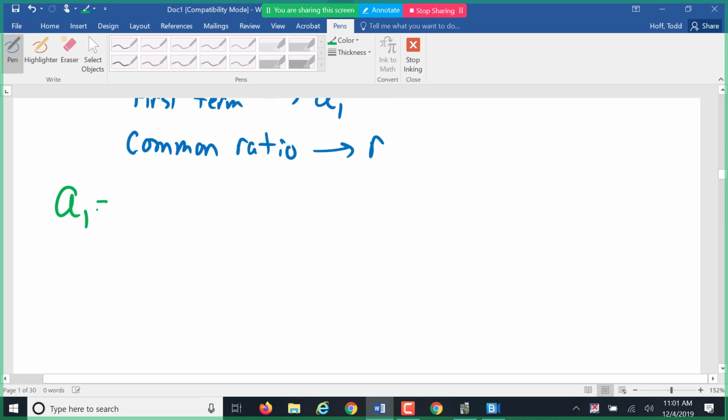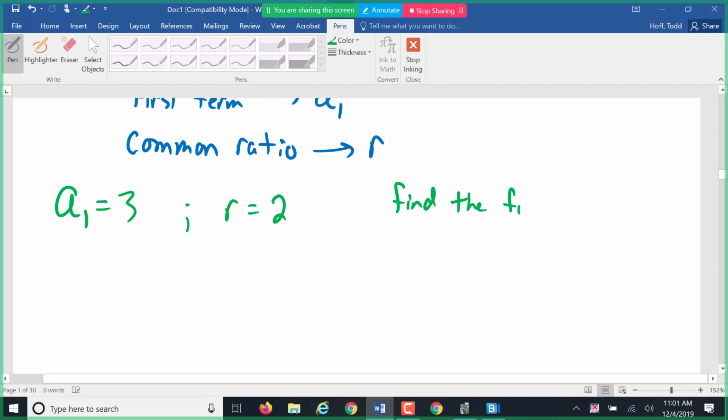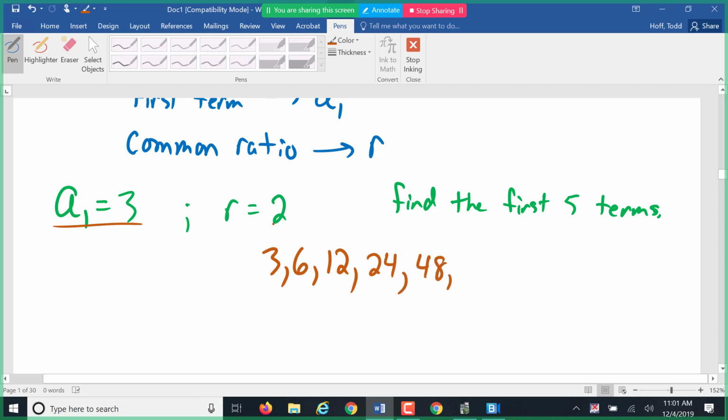So if a1 is 3 and r equals 2, if I'm asked to find the first 5 terms, well, the first term is just a1, that's 3. Times 2 would be 6, that's the second term. 6 times 2 would be 12, that's the third term. 12 times 2 is 24, that's the fourth term. 24 times 2 is 48, that's the fifth term. And they would keep going up from there.